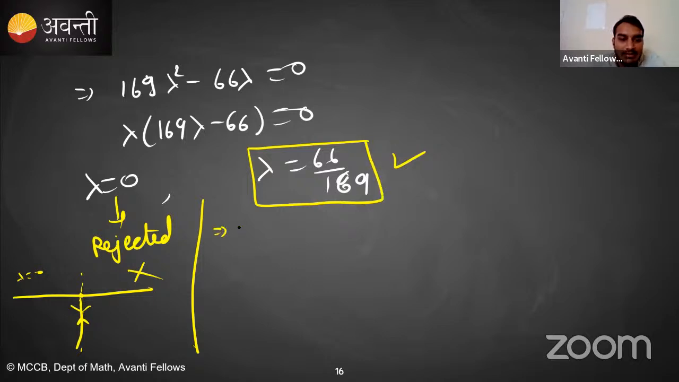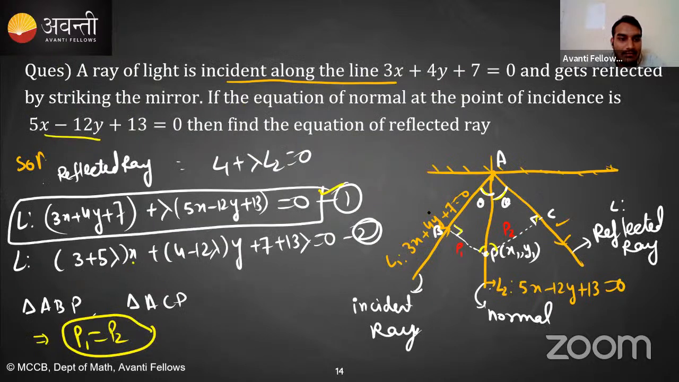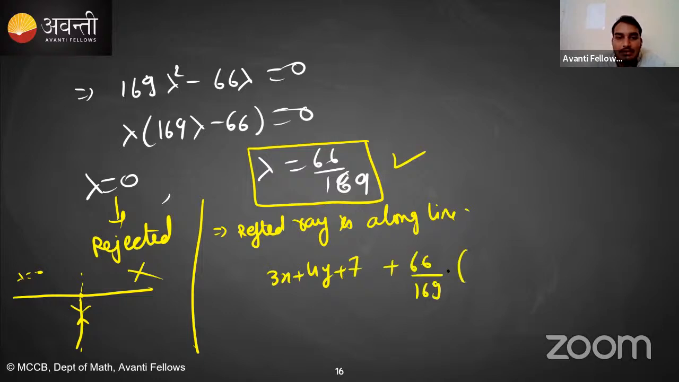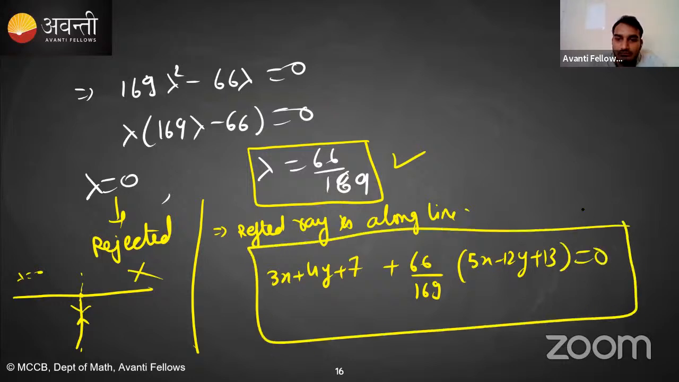So it implies the reflected ray is along the line, which line? L1 plus lambda into L2. What is L1? 3x plus 4y plus 7. 3x plus 4y plus 7 plus lambda into L2. Which is L2? 5x minus 12y plus 13 is equal to 0. This is the answer. Is this clear, students?